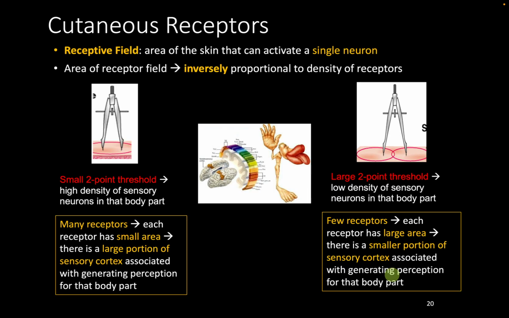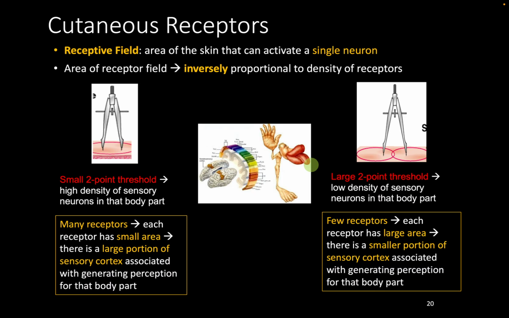Okay, so I want you to bring your attention to this beautiful man right here in the middle. Remember him. His name is Homunculus. He is a sensory homunculus. Gorgeous, right? He represents the amount of sensory cortex devoted to each body part.